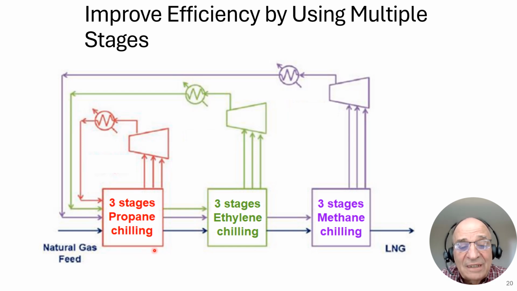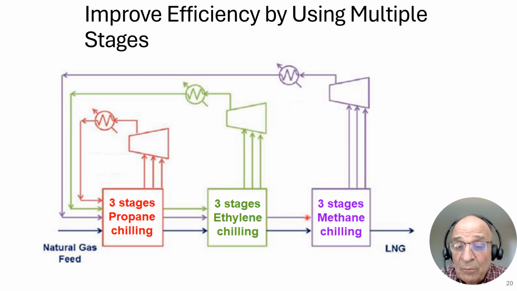Remember when we did the propane chiller? We had the propane coming in here, which was going to be doing the chilling, and it was also chilling down the ethylene, chilling down the methane, and chilling down the natural gas. Let's take a look at the final stage. The final stage we have in here, methane is coming in here, and that methane's already been chilled down.